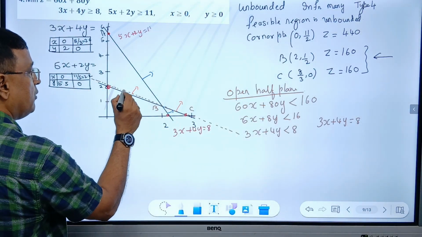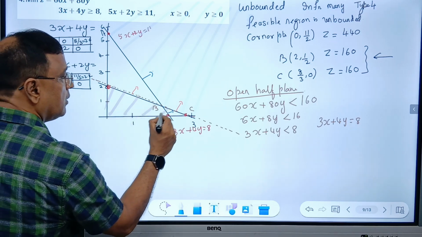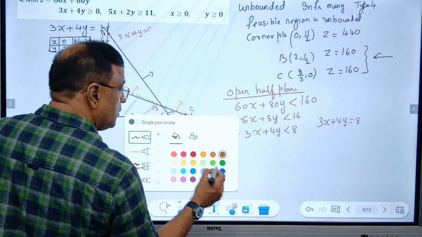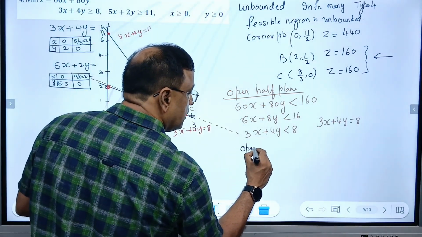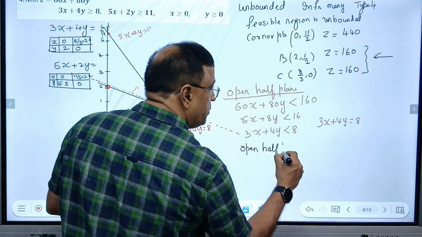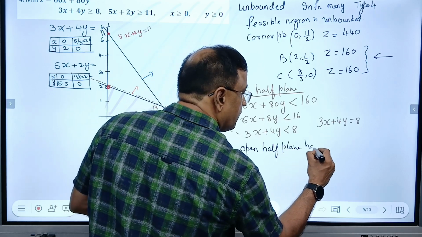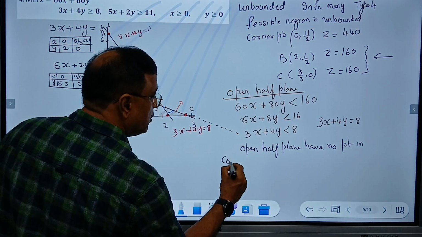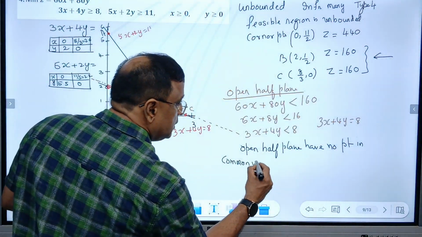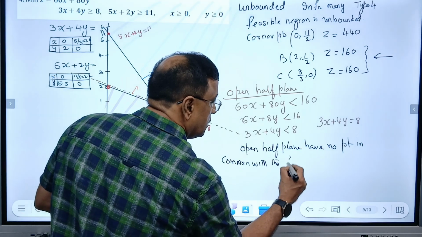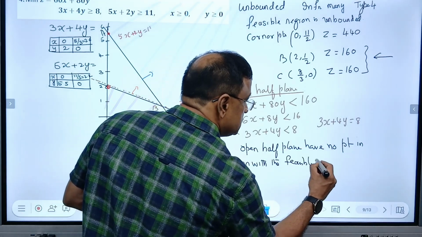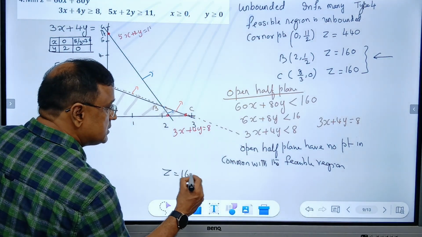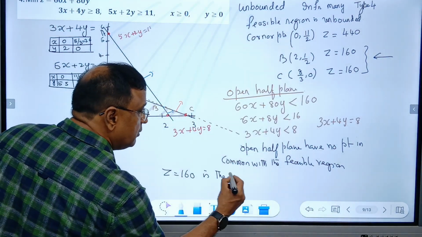So this is my open half plane. Now clearly what happens? Open half plane have no point in common with the feasible region. That means z equal to 160 is the minimum value.